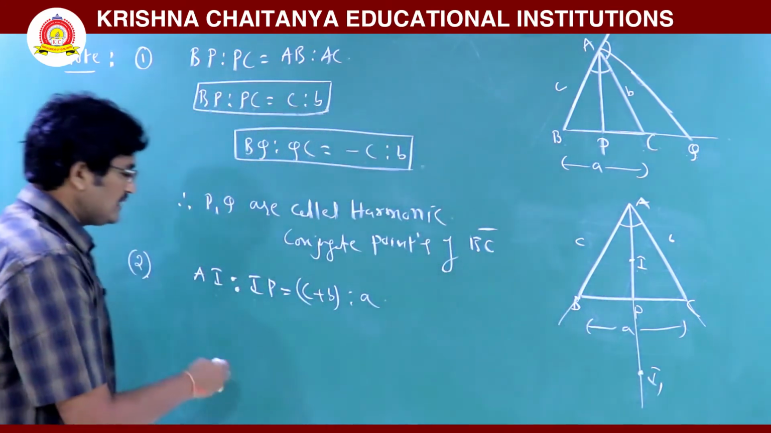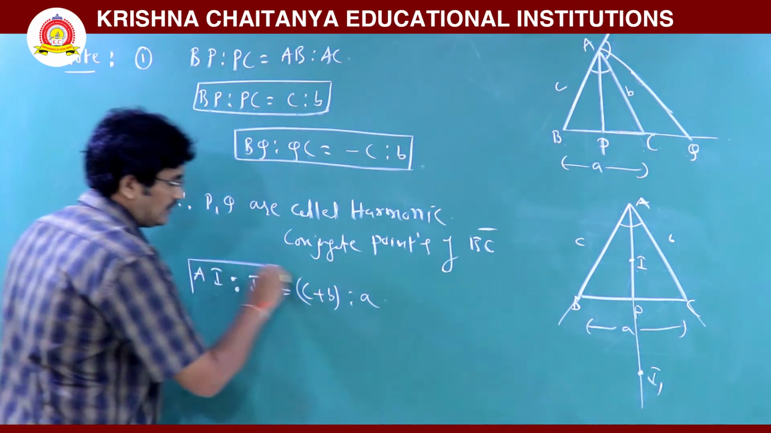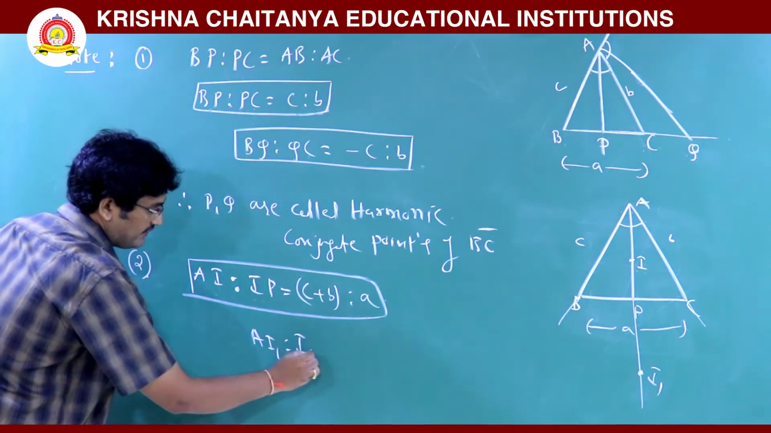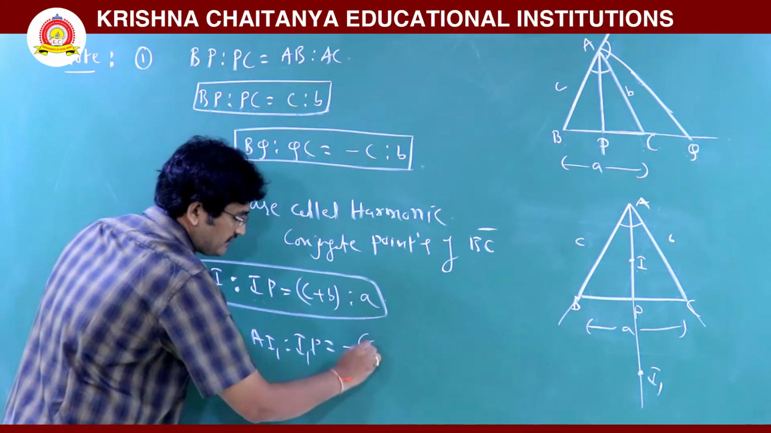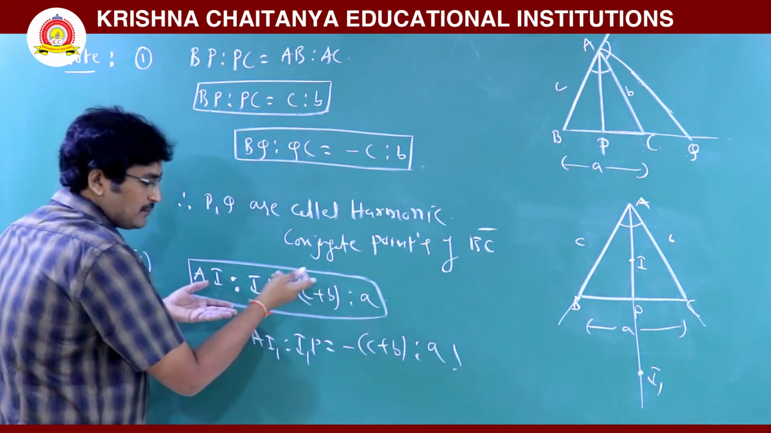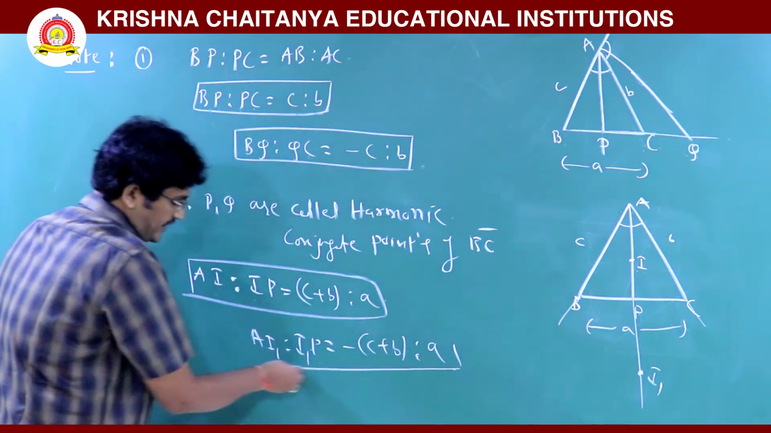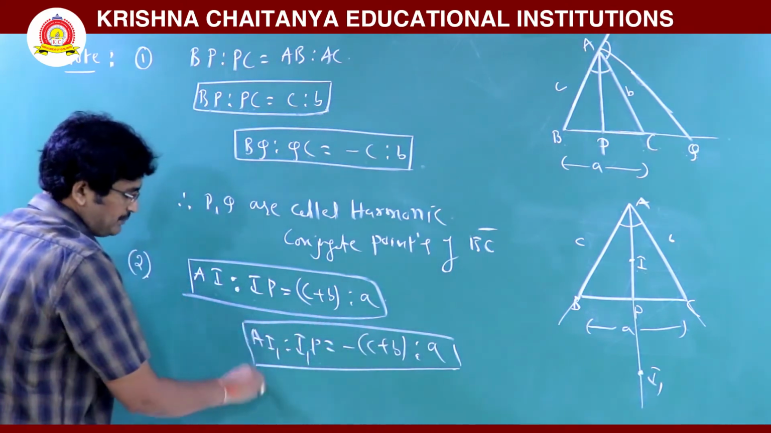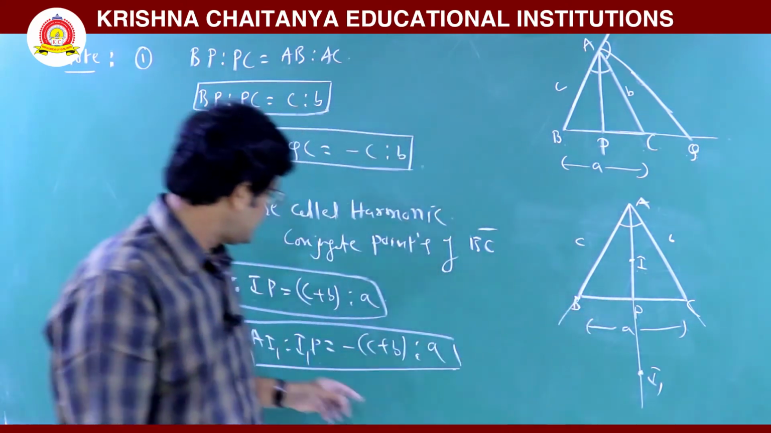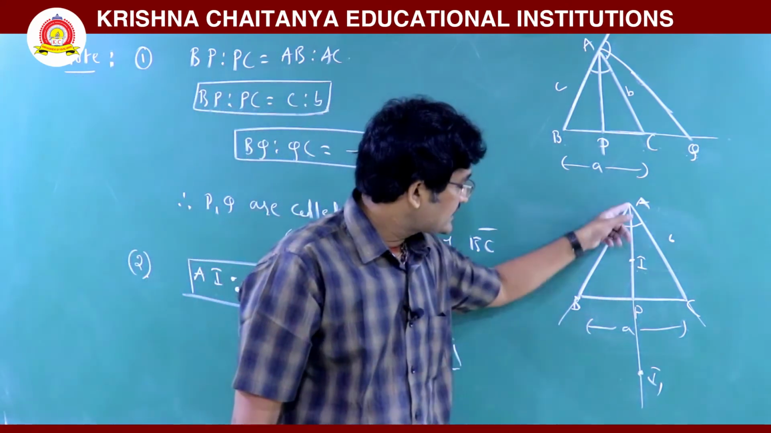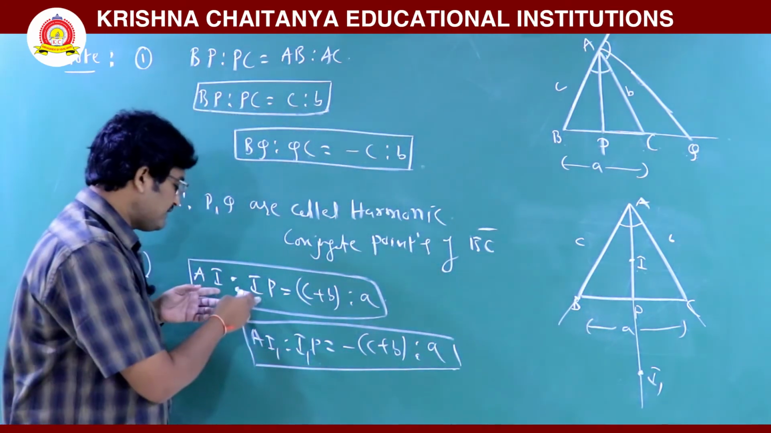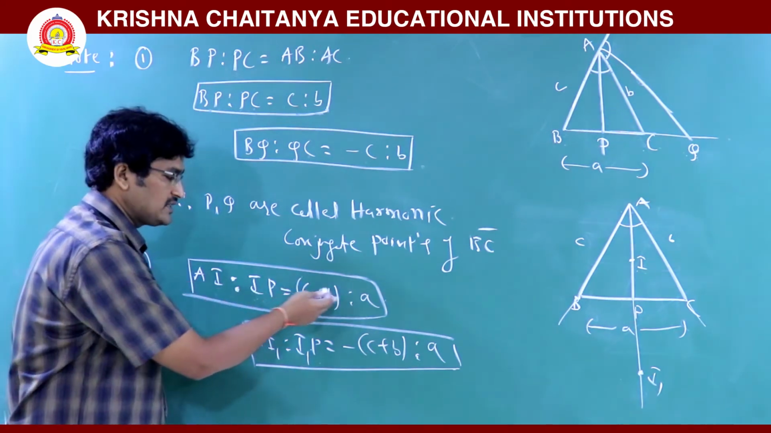That means AI is to IP is equal to c plus b is to a. Then automatically you have to say AI1 is to I1P is equal to minus of c plus b is to a. You have to remember this one also. I already proved this one, but by the way, you have to prove this one also. I divides AP bar in the ratio c plus b is to a. I1 divides the same AP bar in the same ratio, but the ratio comes with a negative sign here. So I divides AP bar internally in the ratio c plus b is to a.